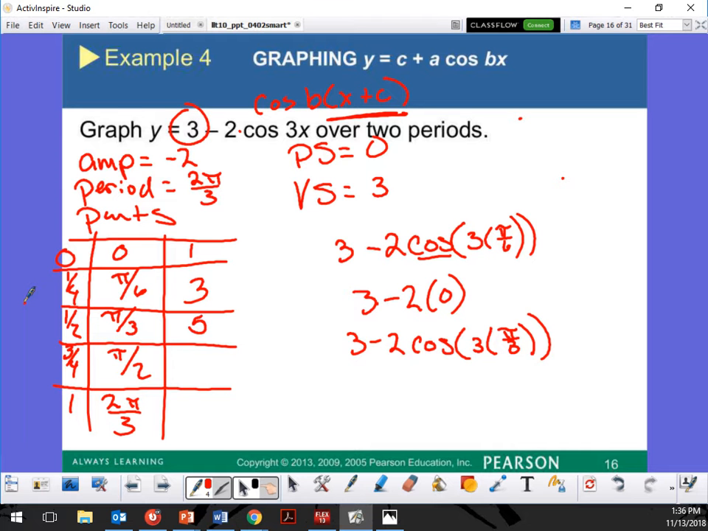Now let's do the next one, pi over 2. So it's 3 minus 2 cosine of 3 pi over 2. Cosine of 3 pi over 2 is 0, times negative 2, plus 3 is 3.